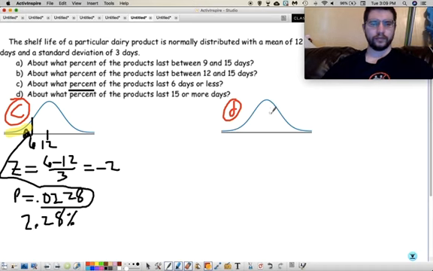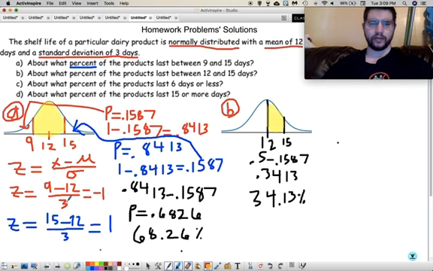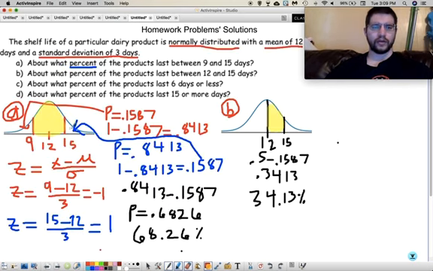Last one on number 1. Mean hasn't moved, 15 days or more. So here's 15 or more. So we've actually already have that answer. If we look back on part A, we calculated the area to the right of 15 to be 0.1587, right there.